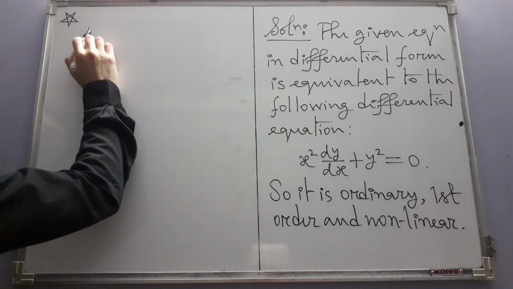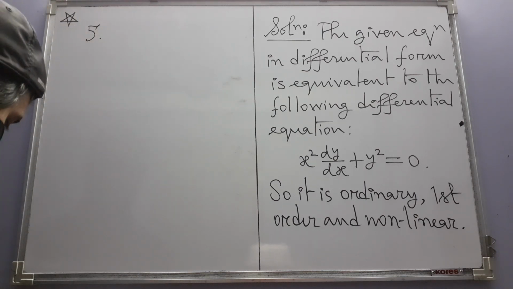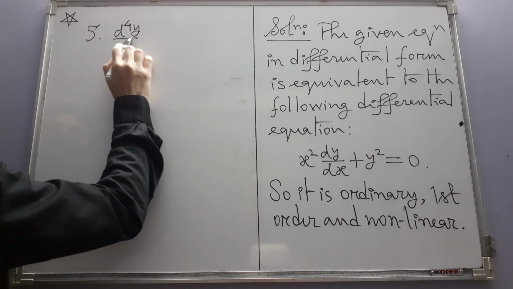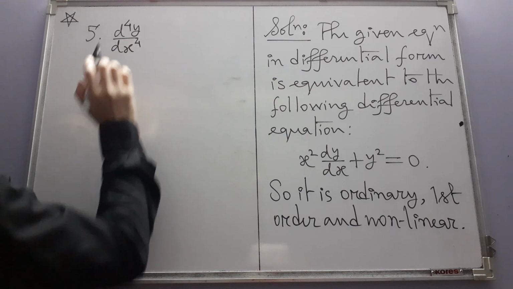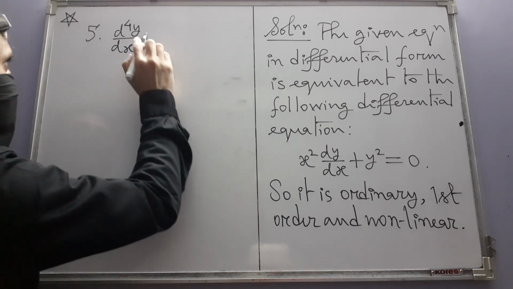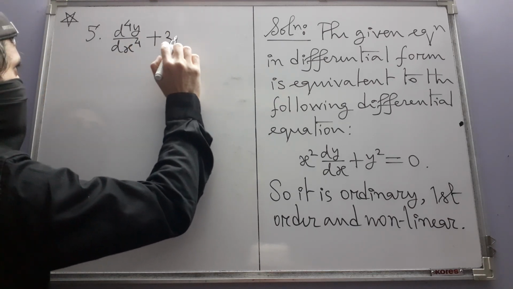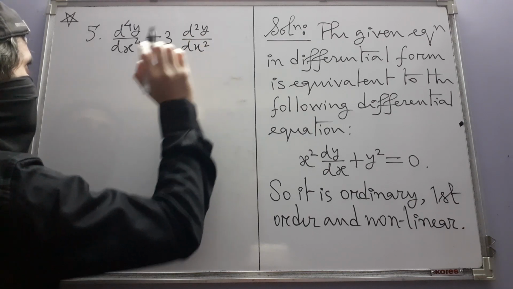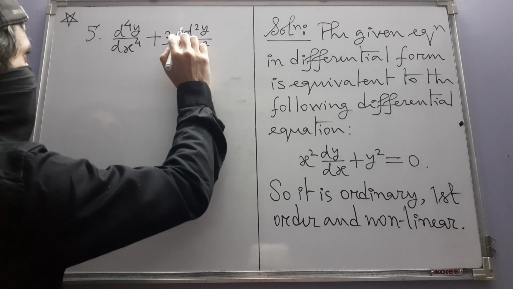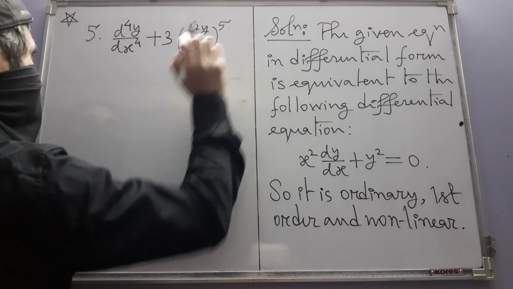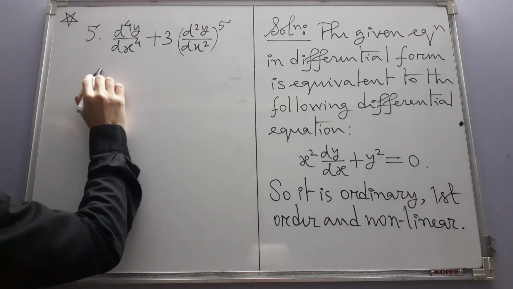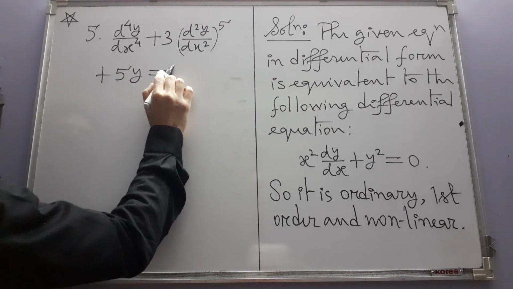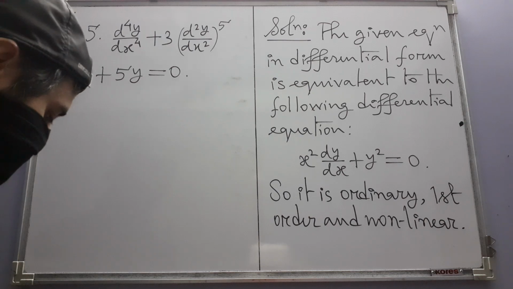Next, 5. The fifth one is this. This one involves the fourth derivative of y with respect to x plus 3 times the second derivative, but not just simply the second derivative, but its fifth power, plus 5y is equal to 0.